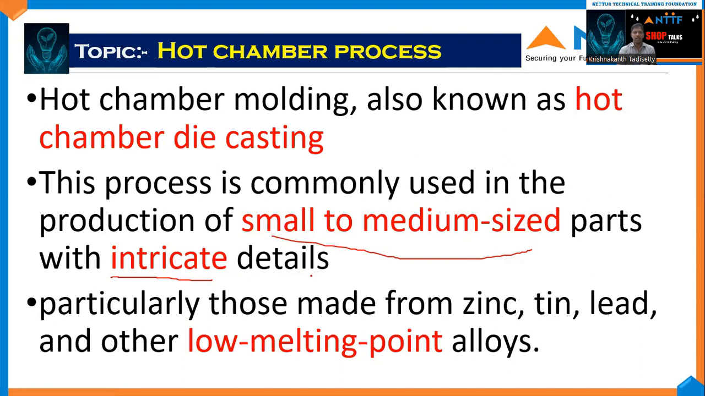And also, particularly the materials which are having low melting point are only suitable for this hot chamber process. Without a low melting point, we cannot use this hot chamber molding process. What are the low melting point materials? Such as zinc, tin, and lead.